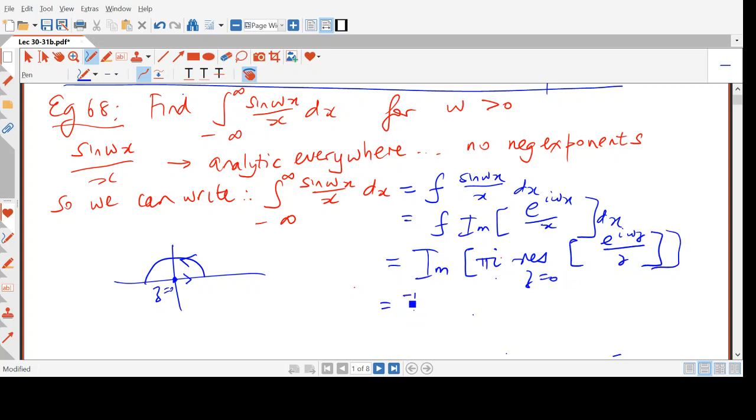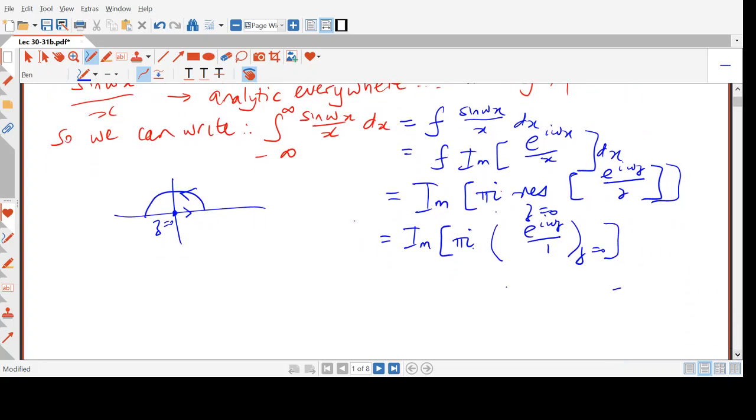Let's calculate this. That will be the imaginary part of pi i. The residue of that will be, you differentiate the denominator, you get e to the i omega z over 1, and z is 0. If you plug in z equals 0, you end up getting the imaginary part of pi i, and the imaginary part of pi i is just pi. This means that the integral from minus infinity to plus infinity of sine omega x over x dx is pi whenever omega is positive.